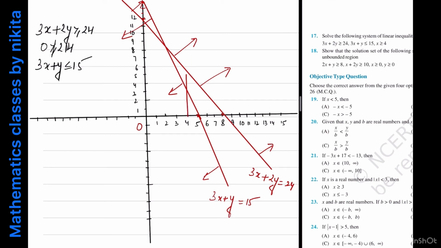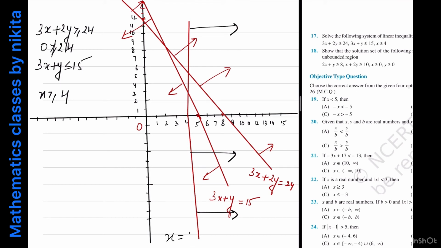So when we say x equal to 4, that means x is constant here, but y will vary. Now you have x greater than or equal to 4. So what do you think? x greater than or equal to 4, is it towards the origin or opposite the origin? So it is opposite the origin. That means this. So this is the line x equal to 4. Now see, are you getting any common region?